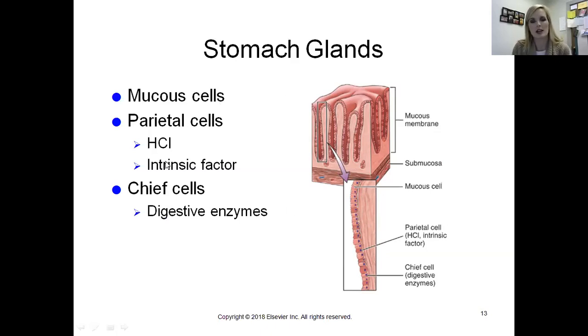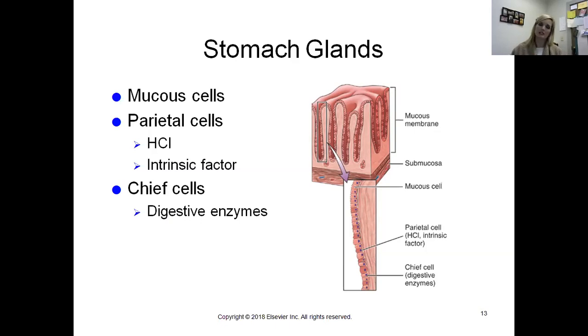The parietal cells actually help to produce the hydrochloric acid and intrinsic factor, and our chief cells create digestive enzymes. The big thing I want you guys to know in the stomach is that the stomach has all kinds of different things present. Whether you know that as the intrinsic factor, different enzymes, or just different fluids, just know that the stomach has all these different fluids, and that's going to really help with digestion take place here in the stomach. So we're seeing a lot of chemical digestion occurring here.